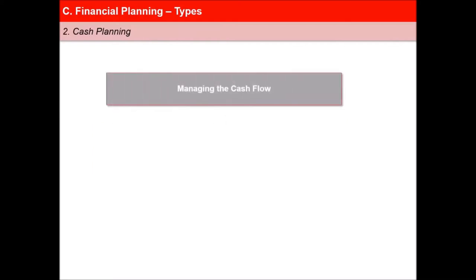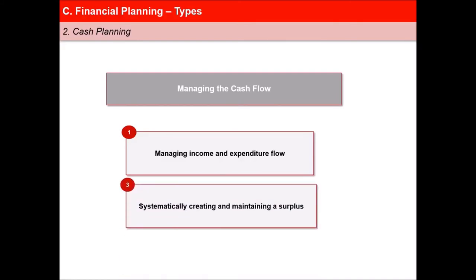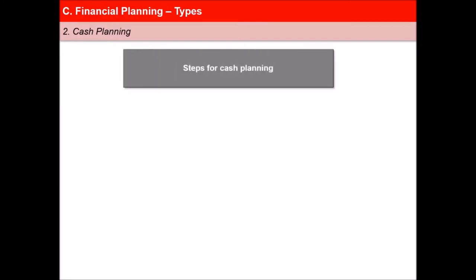Managing cash flow has two purposes. Firstly, one needs to manage income and expenditures flow to meet unanticipated or emergency needs. Secondly, one needs to systematically create and maintain a surplus of cash for capital investment. The first step here is to prepare a budget and perform an analysis of current income and expenditure flows. For this, individuals must prepare a set of reasonable goals and objectives for the future. This would help to determine whether current spending patterns would get them there or not.